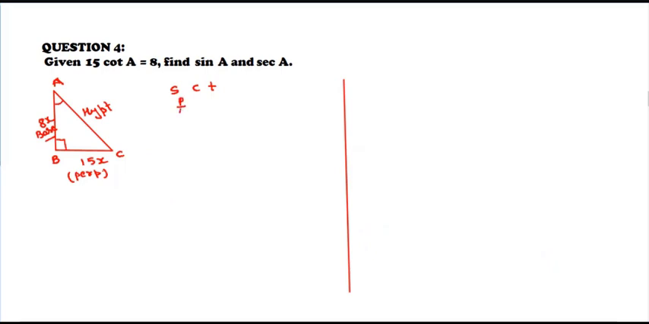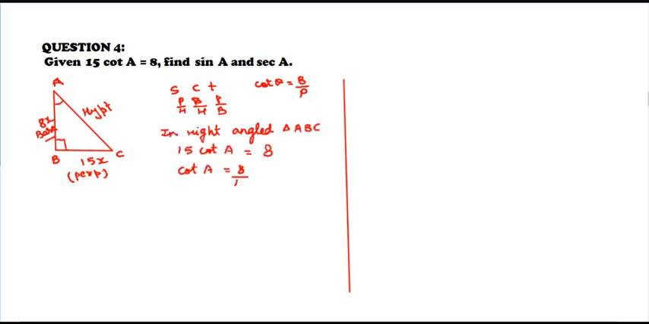Question 4. Given 15 cot A is equal to 8, find sin A and secant A. We will take a triangle ABC where AB is equal to 8x, AC is equal to hypotenuse and BC is equal to 15x. We know cotangent theta is equal to base upon perpendicular. So in triangle ABC, 15 cot A is equal to 8. That means cot A is equal to 8 by 15, that is equal to base upon perpendicular, that is equal to AB upon BC. So let AB is equal to 8x and BC is equal to 15x.